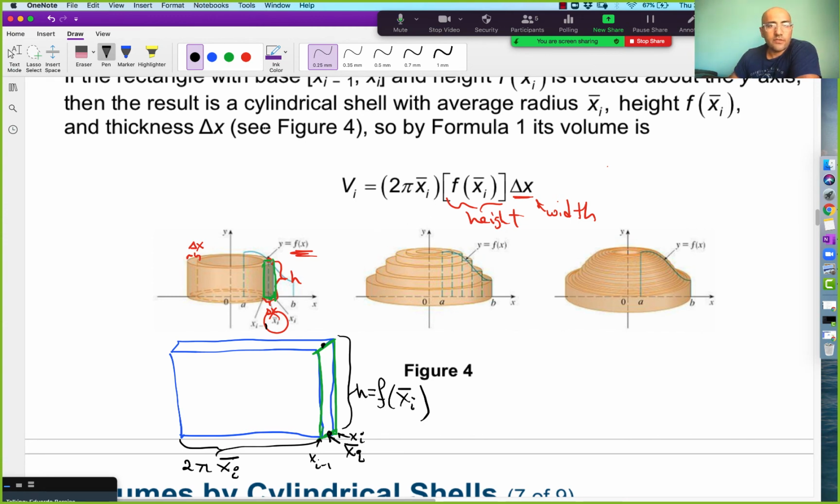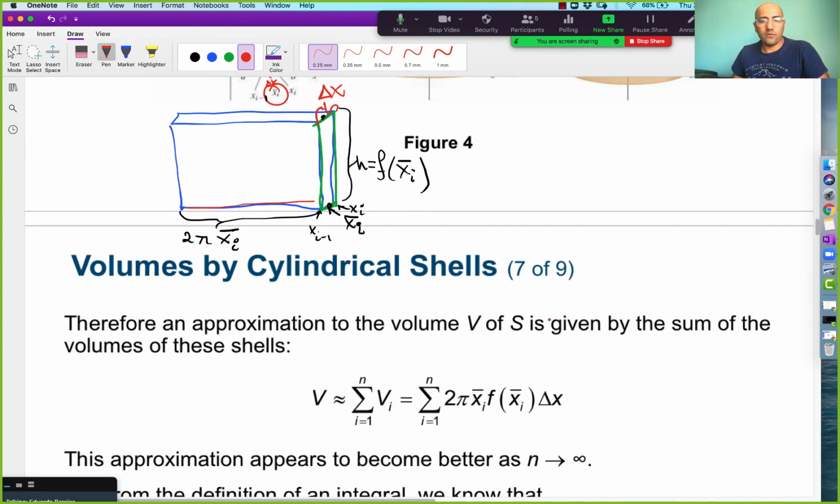Any questions? So in this rectangular thing over here, this becomes the length. That's this length over here. And then the width, the thickness of this thing, is delta x. And the height is f of x sub i bar. Any questions?